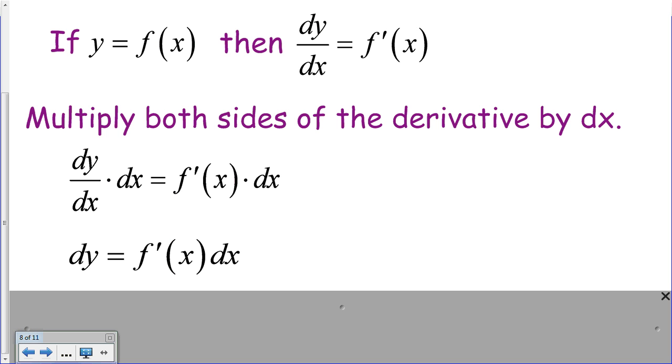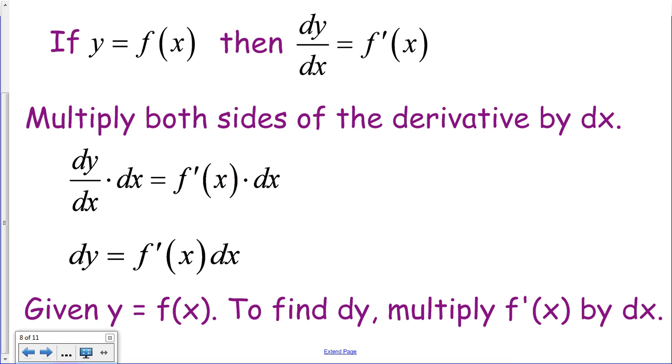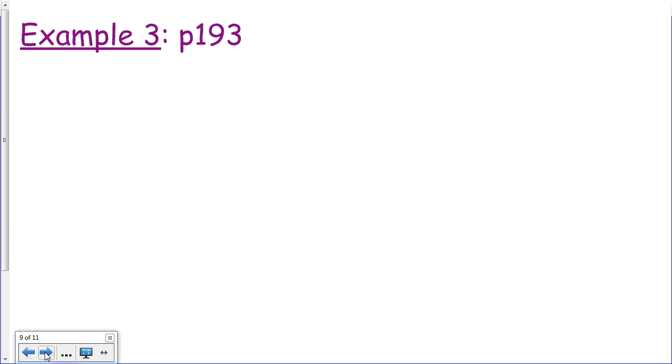And that's what a lot of our problems are going to look like here. We're going to be asked to find dy. Given y equals f of x, to find dy, you find the derivative of f of x, and then you just multiply it by dx. Just put dx right at the end of it. Like I said, that's what a number of our problems here are going to ask us to do, so let's look at example 3.